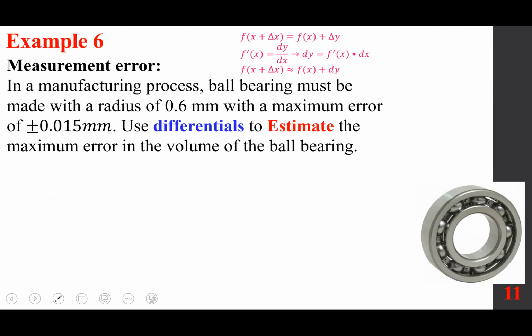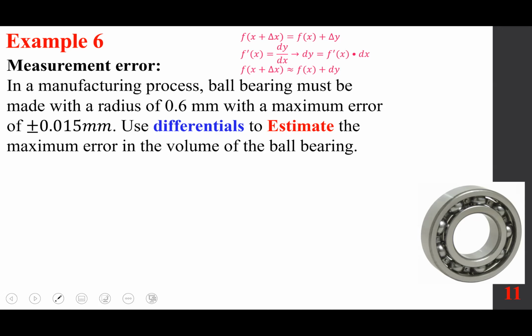In a manufacturing process, a ball bearing must be made with a radius of 0.6 millimeters with a maximum error of plus minus 0.015 millimeters. Use differentials to estimate the maximum error in the volume of the ball bearing. Perfect. Thank you so much.